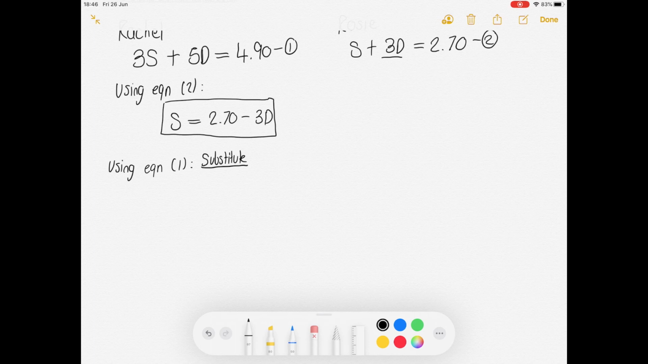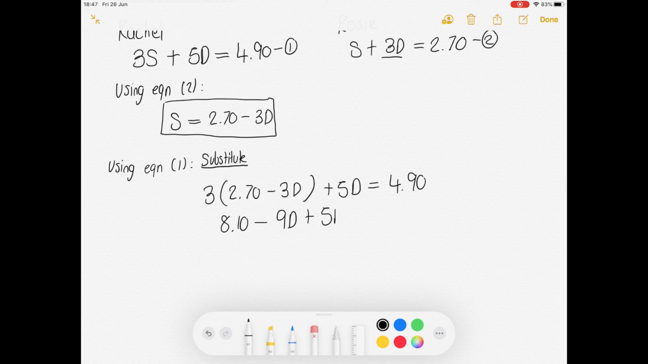Okay, so it starts with 3 and then lots of S. So 3 bracket £2.70 minus 3D plus 5D equals £4.90. Now we've got a bracket to expand here. So if you don't know how to expand brackets, make sure you check out our video on expanding brackets. But all we do is multiply. So 3 times £2.70 is £8.10, take away 9D, plus 5D equals £4.90.